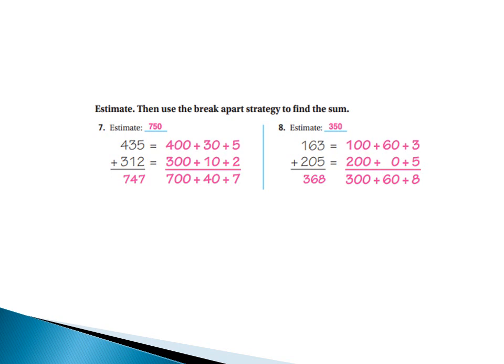Add each place value. 5 plus 2 equals 7. 30 plus 10 equals 40. 400 plus 300 equals 700. Let's add the sums. 700 plus 40 plus 7 equal 747. Question 8. 163 plus 205. Estimated sum 350. Break apart 163 into hundreds, tens and ones.